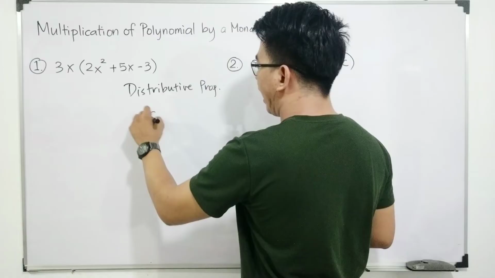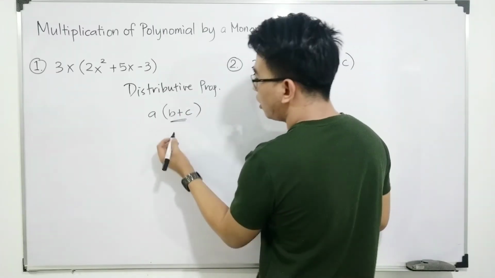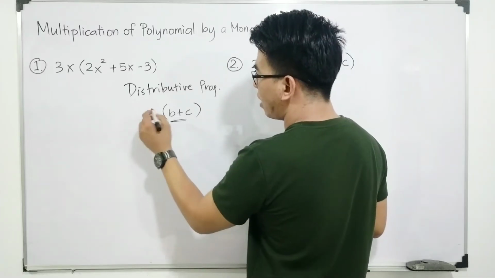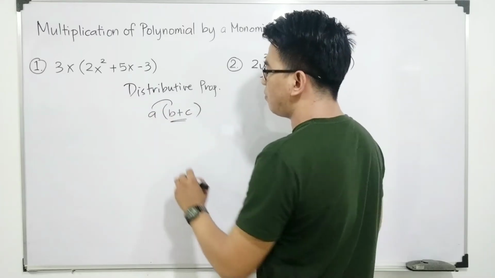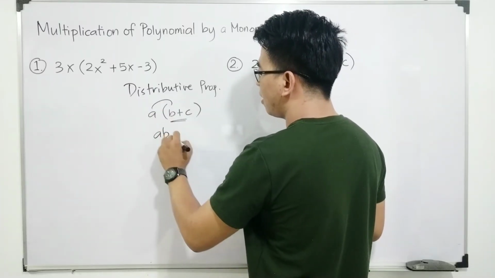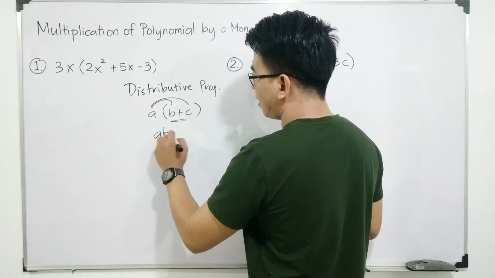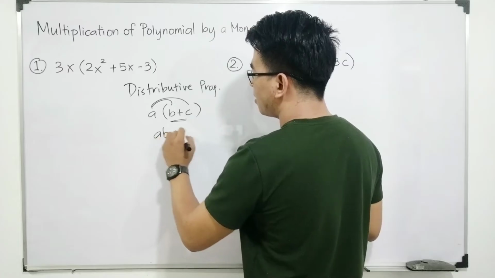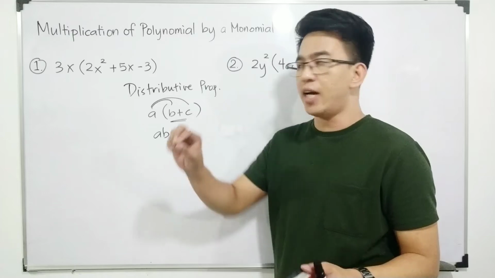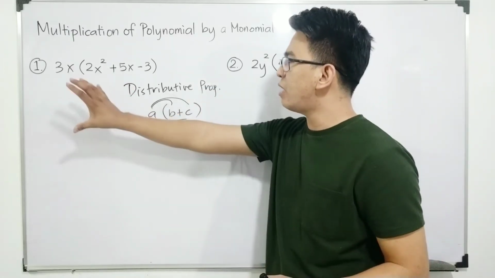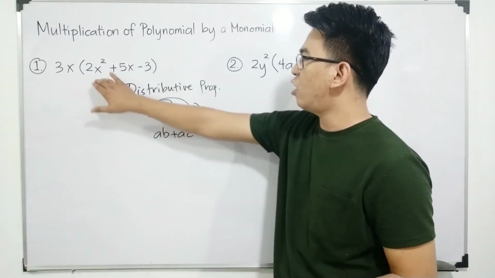Wherein, if you have a times b plus c, ang gagawin mo lang naman, you have two terms here, you will multiply a 1 by 1. Sa mismo binomial natin, we have a times b, you have the product of ab, a times c, that is positive ac, so we have here ab plus ac. So yung pinaka-target lang naman natin dito in using the distributive property ay gamitin natin yung term sa labas o yung monomial natin na pang-multiply sa mga terms sa loob ng ating polynomial.